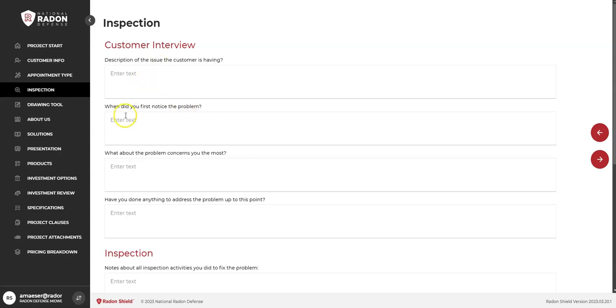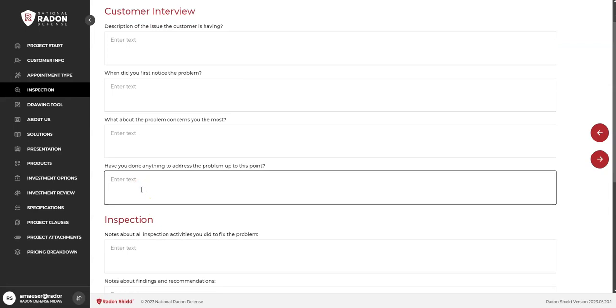And then you're going to ask, when did you first notice the problem, to see how long it's been going on. And then, what about the problem concerns you most, right? So this is a big one. They called you for a reason. They were willing to spend money on a service trip charge to bring you to their house. So you may as well ask, why are you concerned? What concerns you the most about the problem?